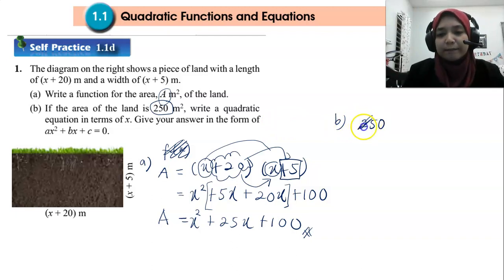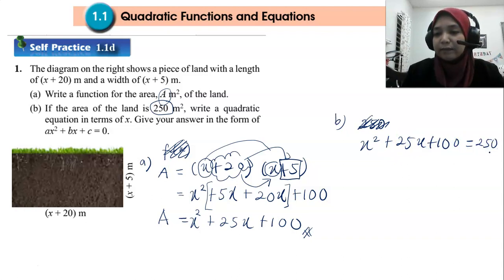Okay, cikgu tak nak kat depan lah. Okay, letak kat belakang. So, kita buat X square plus 25X plus 100 equal to 250. Kita nak terminate 250. Right hand side kita akan minus 250. Means on the left hand side kita akan minus juga. Adil. Sebelah kiri minus, sebelah kanan minus. Sebelah kiri plus, sebelah kanan pun mesti plus.